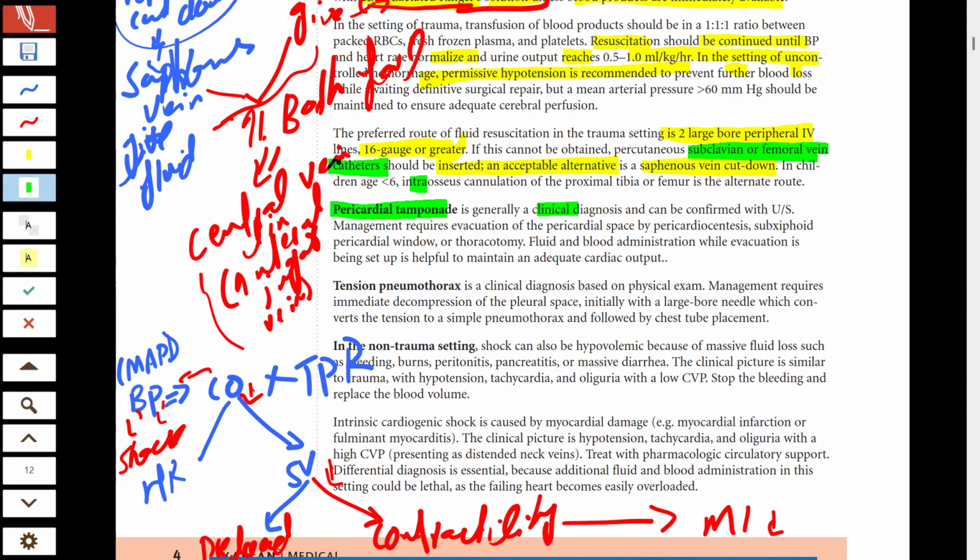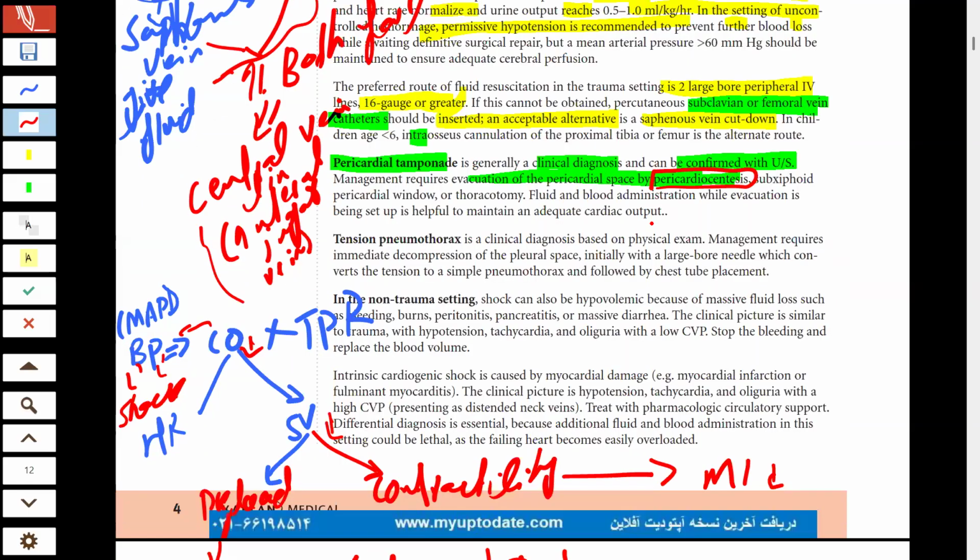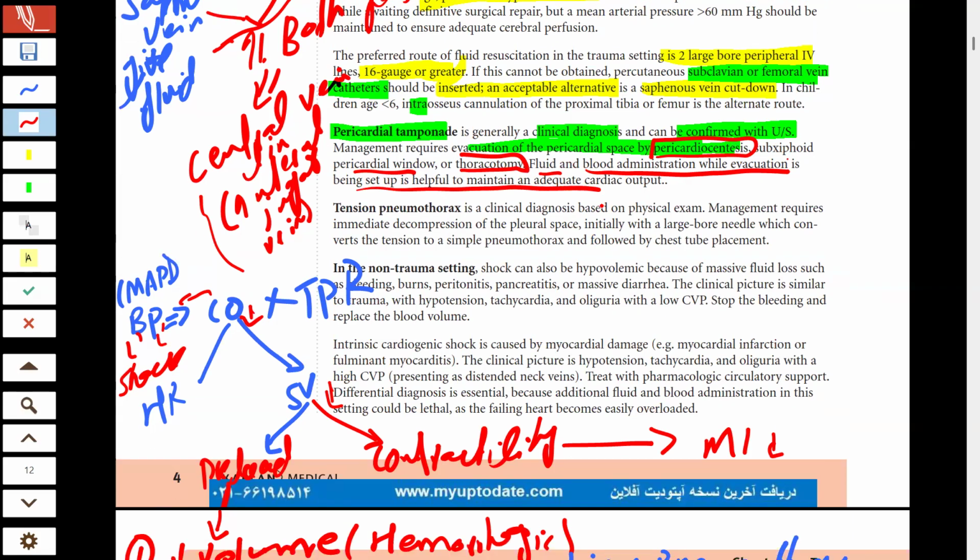Okay, move to next, pericardial tamponade. The things we discussed: clinical diagnosis can be confirmed with ultrasound. Management requires evacuation of the pericardial fluid by pericardiocentesis. So we will insert the needle in the pericardial space and take the fluid out. Pericardial window or thoracotomy comes in later stages if there is massive fluid. Fluid and blood administration while evacuation is being set up is helpful to maintain the cardiac output.